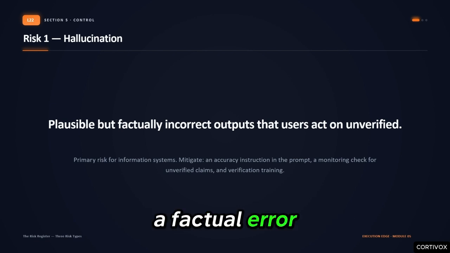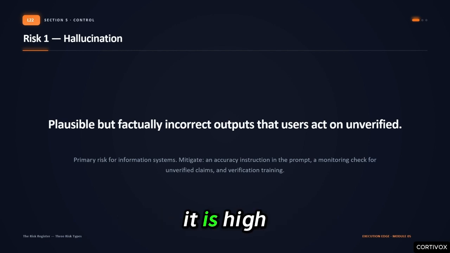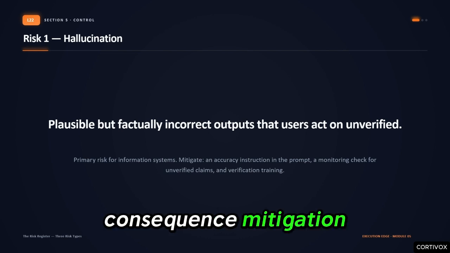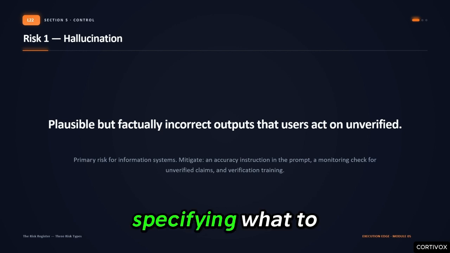A factual error in an internal draft is low consequence. In a client briefing or regulatory submission, it is high consequence. Mitigation: an accuracy instruction in the system prompt specifying what to do when a claim cannot be verified.